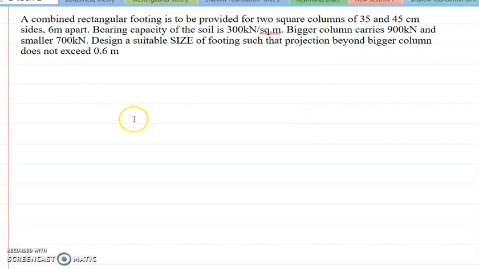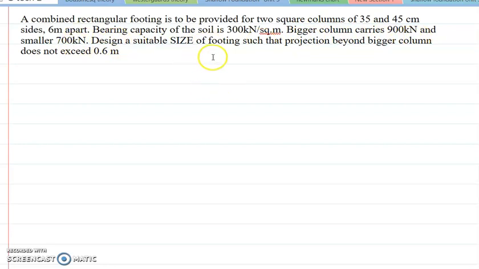Now this is another problem. This is again on combined footing. I have kept the column size the same and the distance also the same. What I am going to tell you is how the process is different from the previous problem that we solved. Over here I have slightly altered the bearing capacity so that I get some legible answers. Then the bigger column is 900 kilonewtons and the smaller is 600 kilonewtons.